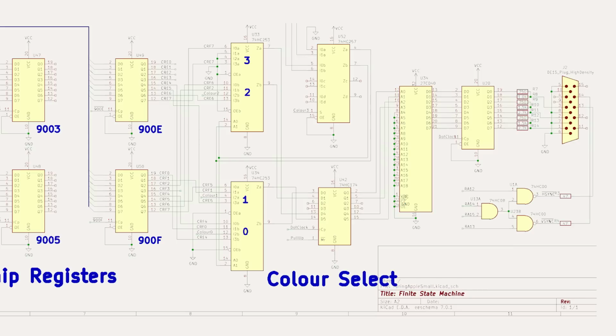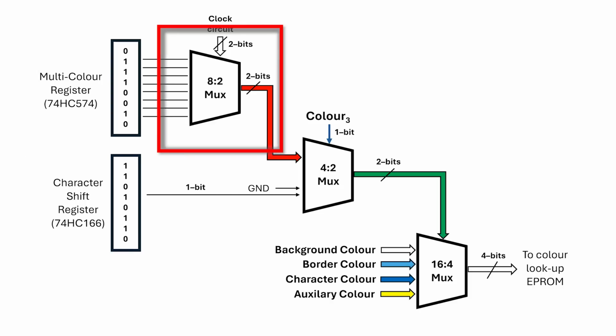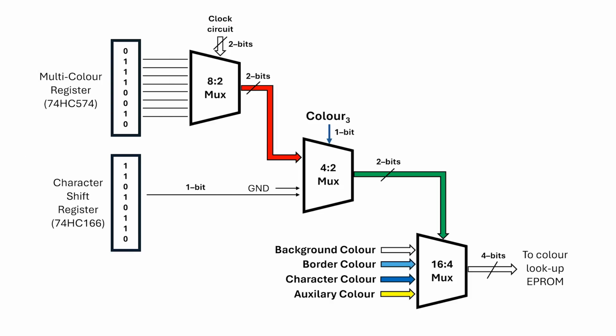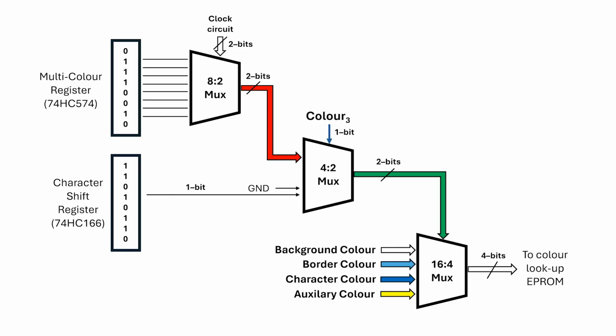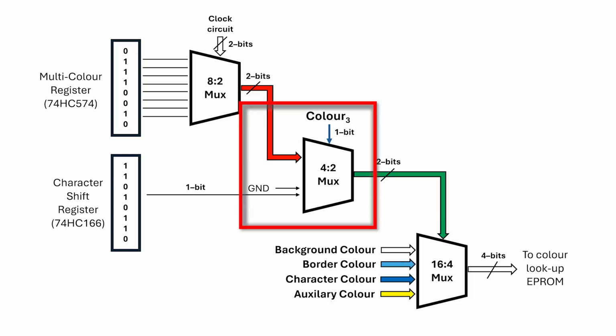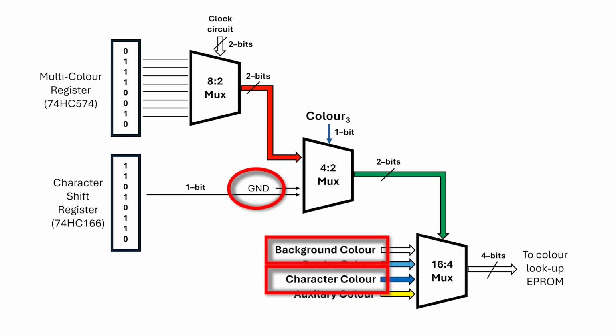Now, I know that this can all get very confusing on the schematic diagram, but hopefully this block diagram makes it easier to follow. To summarize, we have a multicolor register and a multiplexer which selects 2 out of the 8 inputs. The selection is driven by the clock circuitry. Next, we have the character mode 8-bit shift register, which produces 1 bit at a time. We pair this with a ground signal and feed this into a multiplexer which selects 2 out of 4 input signals to produce our color source. Finally, we have a 16:4 multiplexer which selects between 4 possible colors. In multicolor mode, we can select any of these 4 colors, but in character mode, we can only select between background color and character color, which is why this input to the multiplexer is connected to ground.